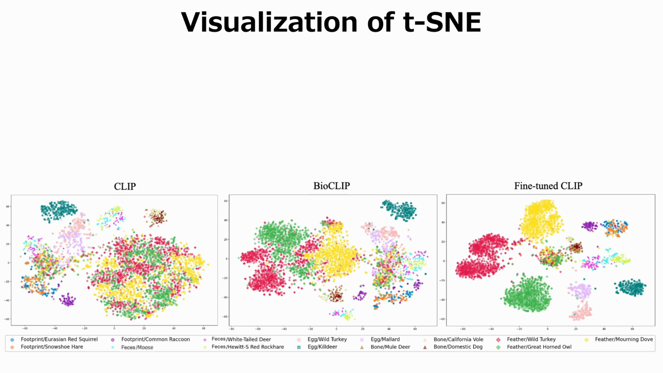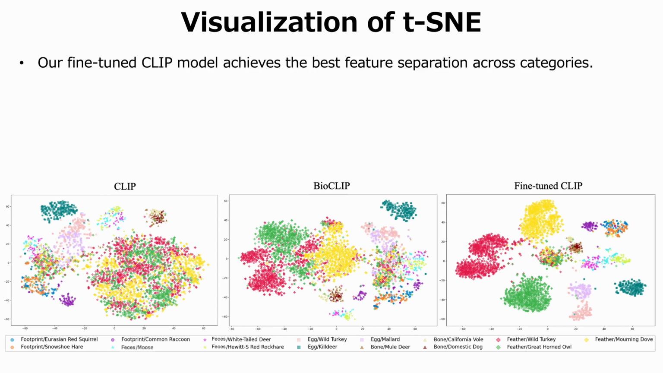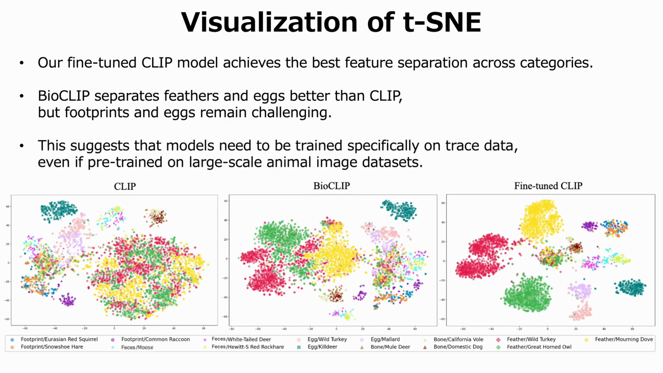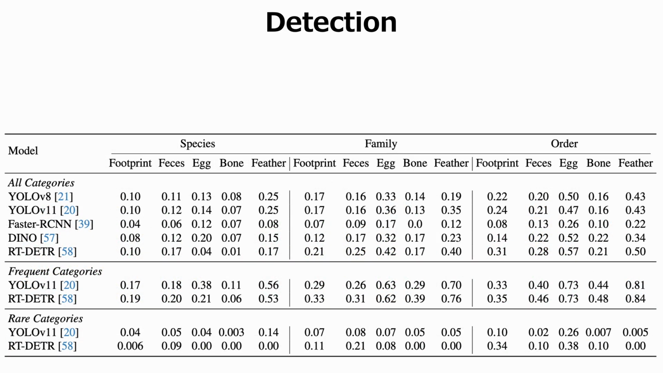This is a visualization of t-SNE. As you can see, our fine-tuned CLIP model achieves the best feature separation across categories. BioCLIP outperforms the standard CLIP. However, species-level separation is still challenging. This suggests that models should be trained specifically on trace data, even if they are pre-trained on large-scale animal image datasets. Here is the detection result.